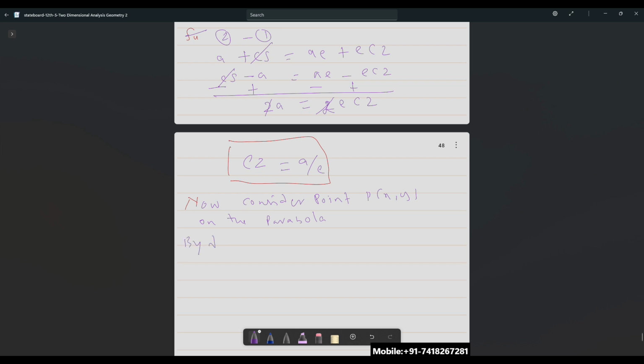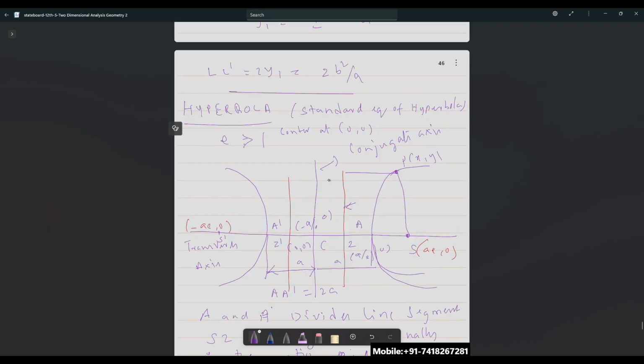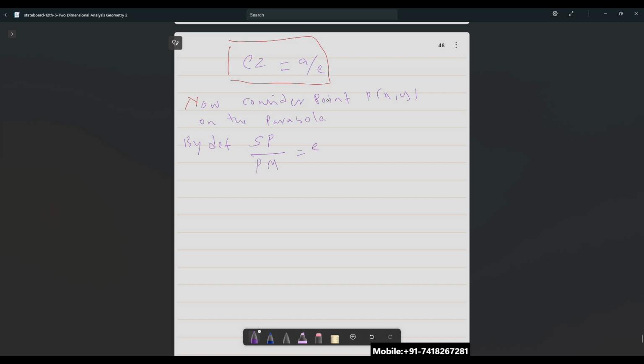Again, by definition, what is that? SP, from the fixed point, the focus, SP distance divided by PM. What is PM? This is your M, the perpendicular distance. PM and SP make a ratio e. So in order to make life easy, we take SP equal to e times PM, squaring on both sides: SP square is equal to e square PM square.